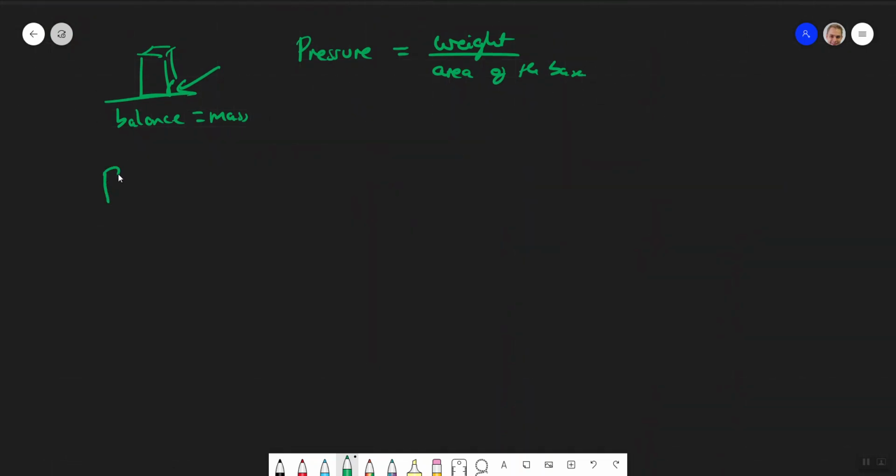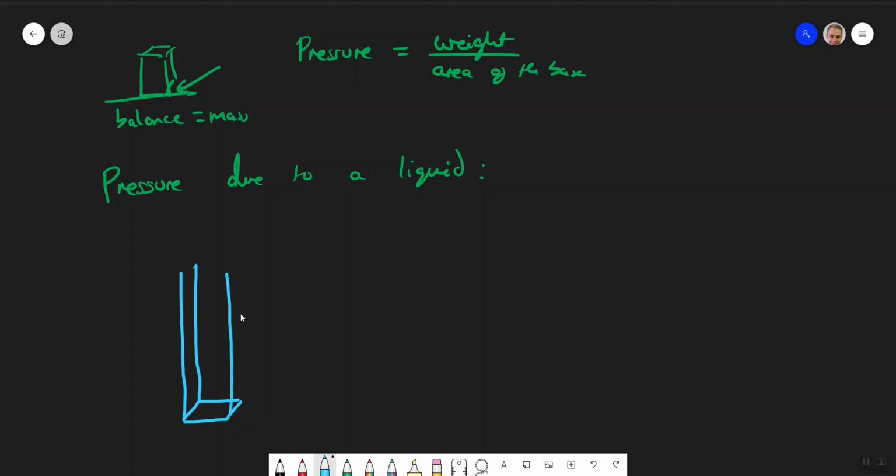So let's think about pressure due to a liquid. If we have a little column, and I'm going to go to blue, I'm going to draw a column, and I could get the ruler out and draw some straight lines, but I can't. Now this has become a weird optical illusion. I don't know if it has for you at all.